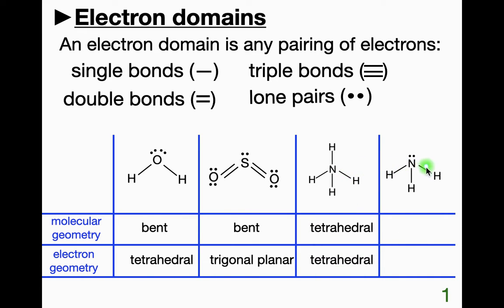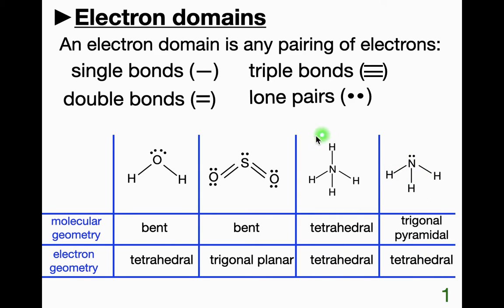But for ammonia, we have the molecular geometry, trigonal pyramidal. The electron geometry, though, would be tetrahedral. So you kind of compare these two. You have four electron domains. They're all getting as far away from each other as possible. Same thing over here, tetrahedral.